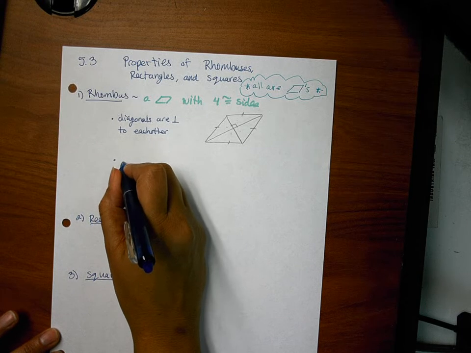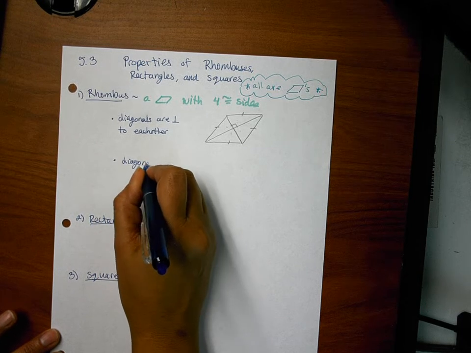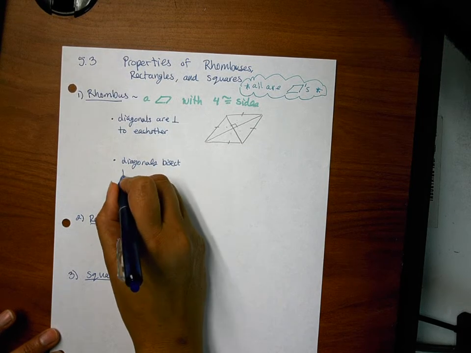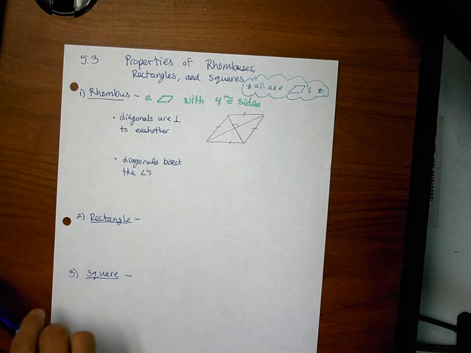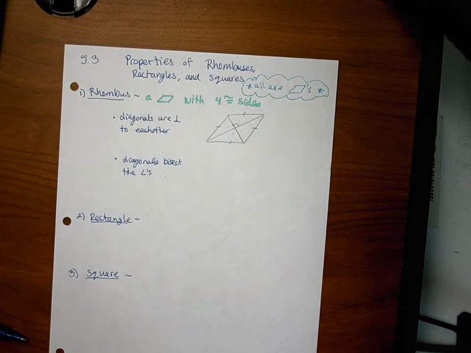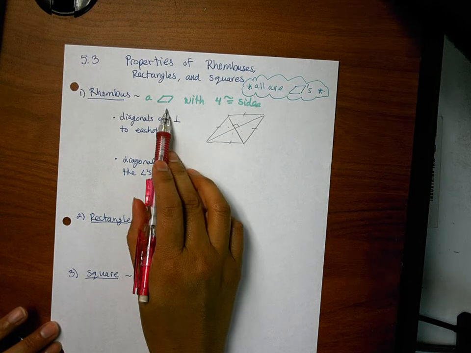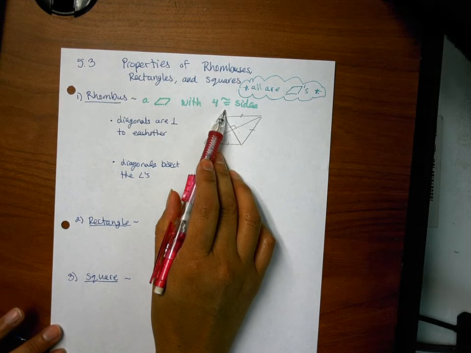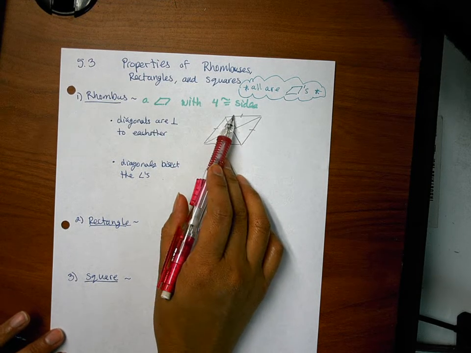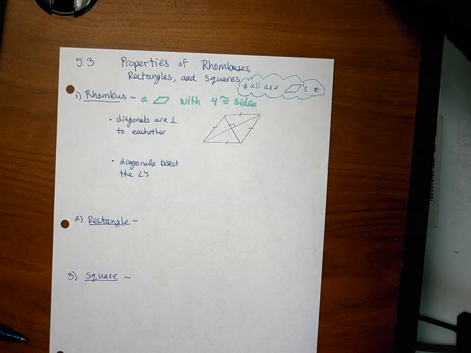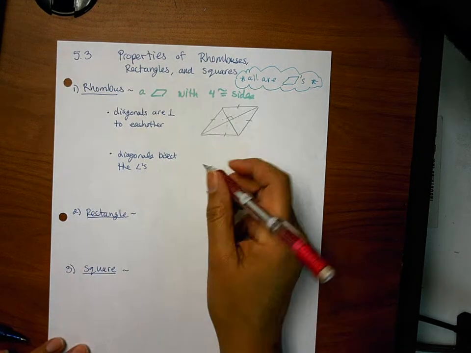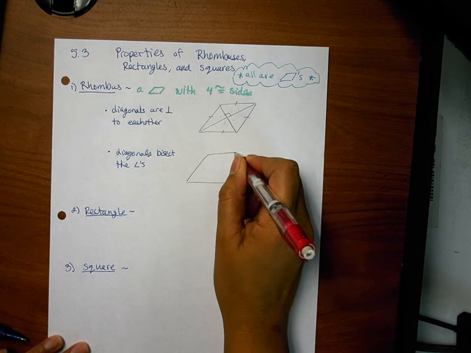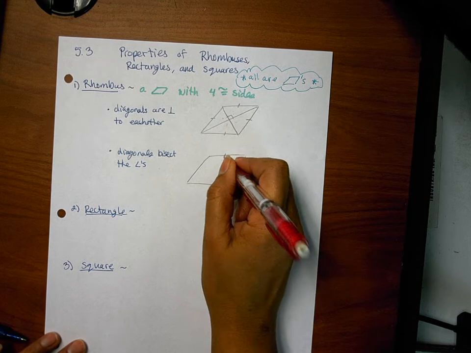All right, next one. Property you will need to know is that diagonals bisect the angles. And just a really quick side note, a square is a rhombus. A square is a parallelogram with 4 congruent sides. There's an extra special piece to it, but a square is a rhombus. Not all rhombuses are squares, but all squares are rhombuses. All right, we will talk more about that in class as well.